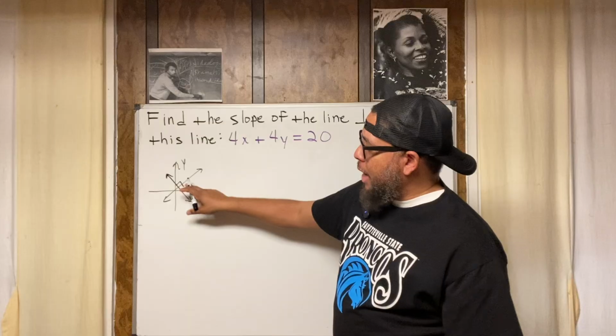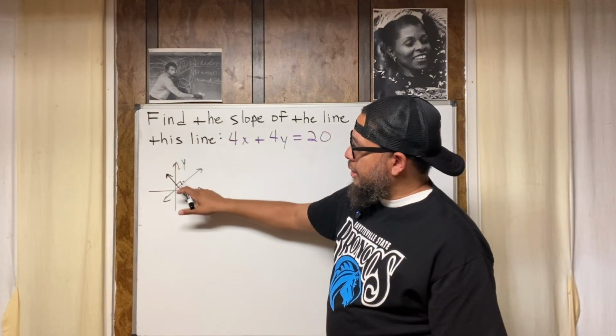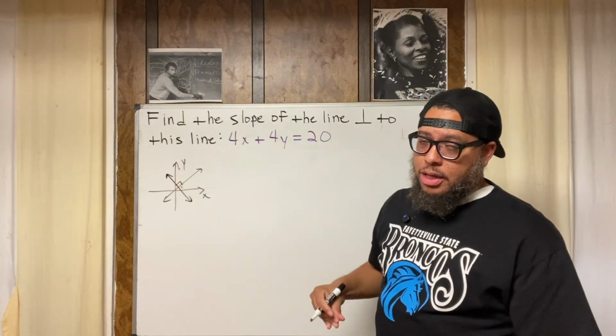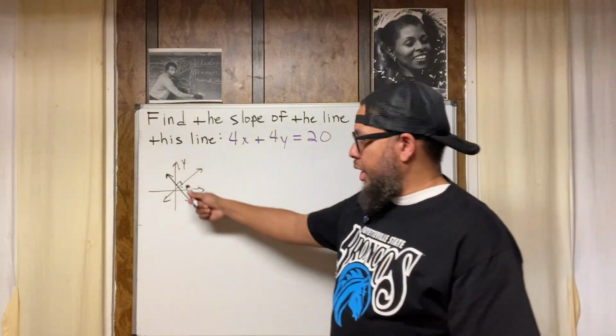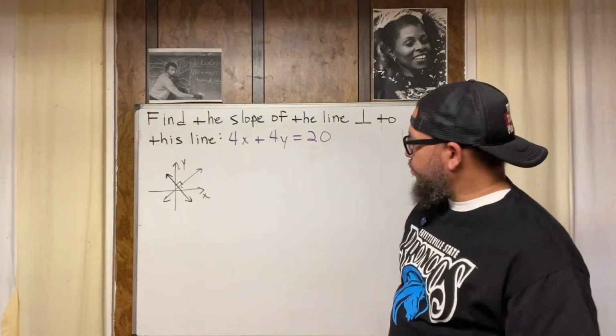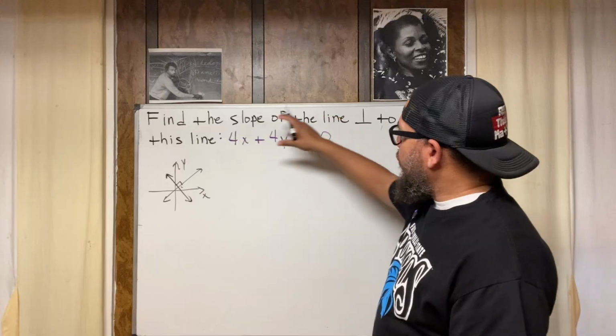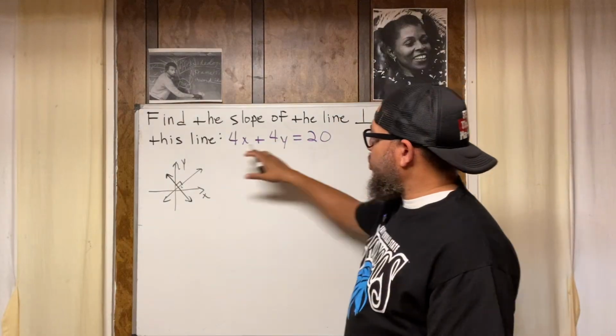You see what I'm saying? That little box in the corner indicates that we have a 90 degree angle right there. So if you took out a protractor and measured the angle, it should be 90 degrees. So that's what this symbol means. Find the slope of the line that's perpendicular to this line.